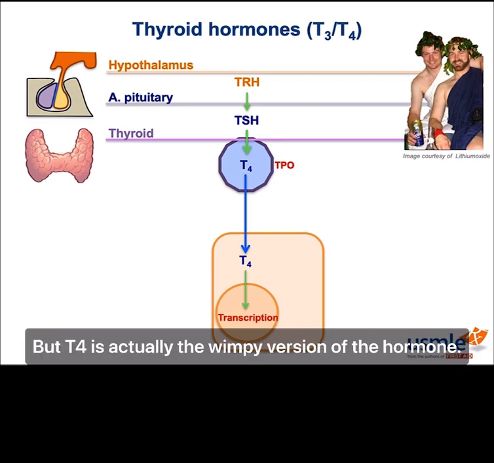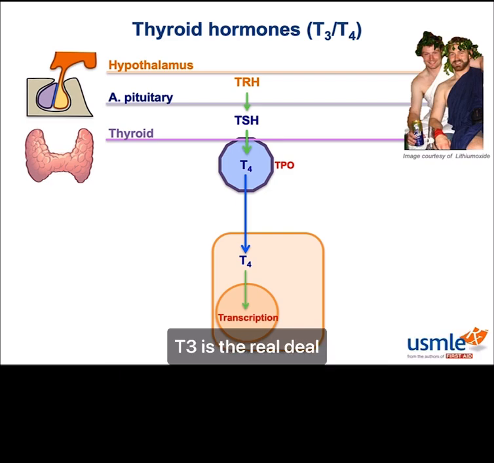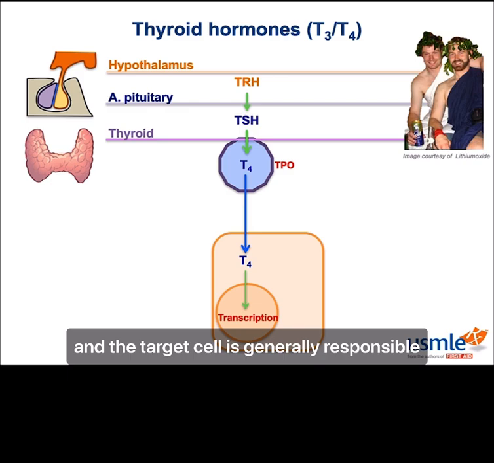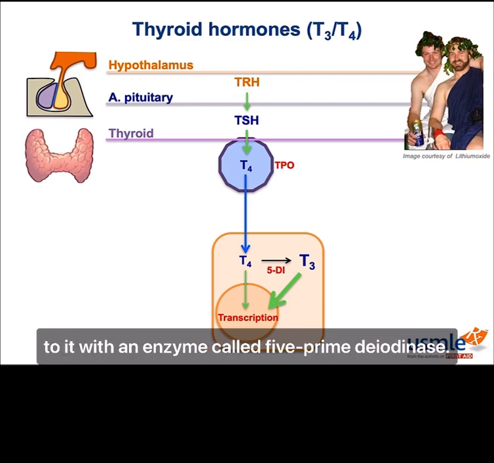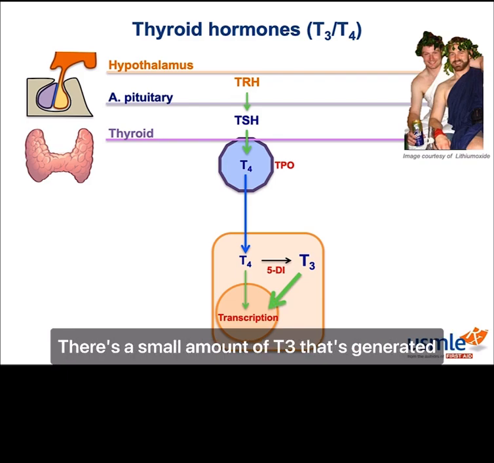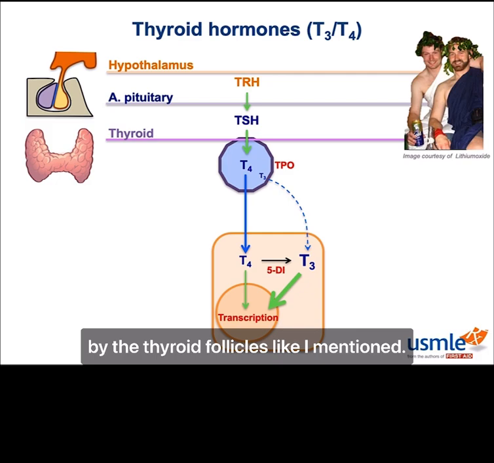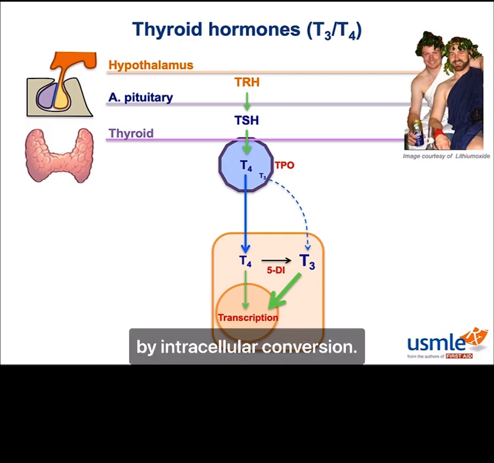But T4 is actually the wimpy version of the hormone. T3 is the real deal, and the target cell is generally responsible for converting T4 to its more active form by clipping off one of the iodides attached to it with an enzyme called 5' deiodinase. There's a small amount of T3 that's generated by the thyroid follicles, like I mentioned, but the majority of T3 is generated by intracellular conversion.